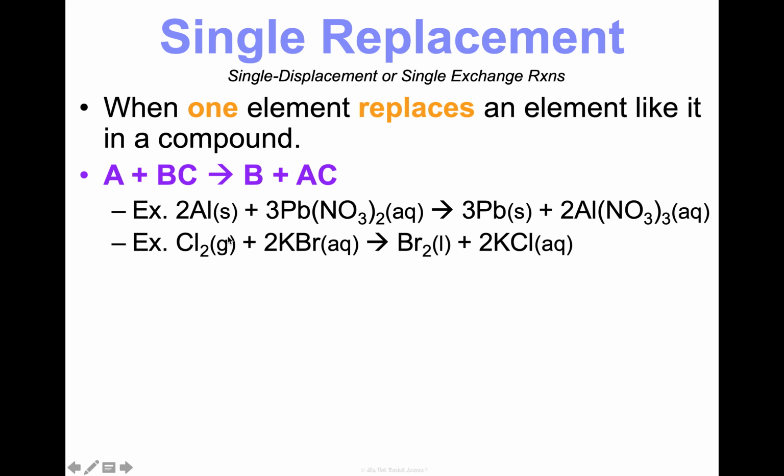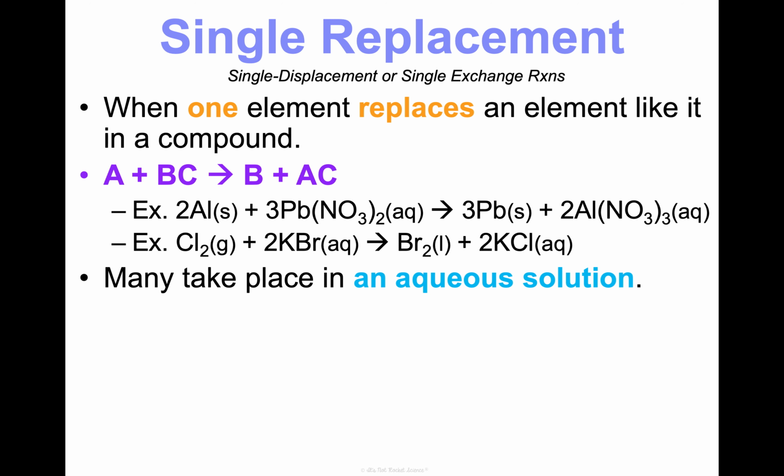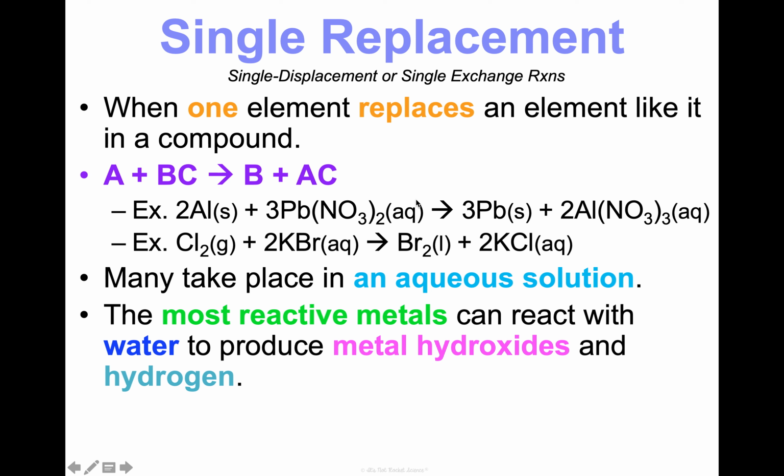Another example, this would be with a non-metal replacement. Chlorine gas reacts with potassium bromide. The chlorine will replace the bromine. So it results in bromine and potassium chloride. Oftentimes this occurs in an aqueous solution, which we can see here. And typically what we see is the most reactive metals can react with water, and they will make metal hydroxides and hydrogen. So that's important to note here.